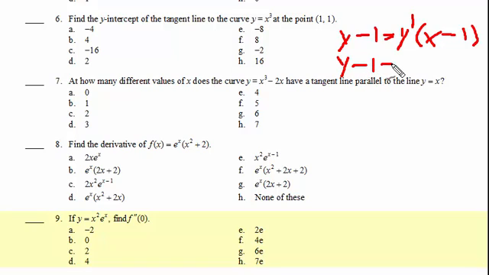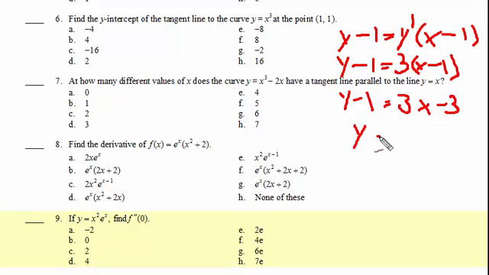Y minus 1 equals 3, that's the slope at that point, times x minus 1. Then we solve it, so that's 3x minus 3. Y minus 1 equals 3x minus 3. And that means y equals 3x minus 2, right? Plus 1 on both sides here will give you minus 2 over here. So this one here is the y-intercept.